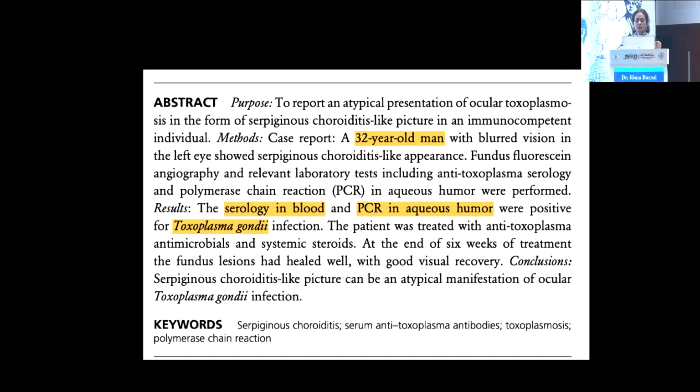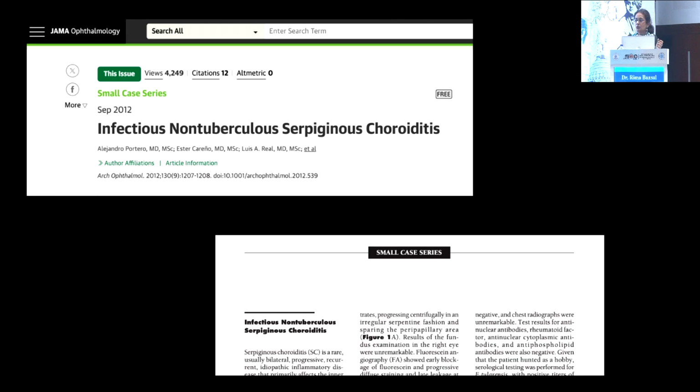So this was basically a 32-year-old. Again, the background sometimes is similar between TB and non-TB etiologies. You have a 32-year-old male where the serology from the blood was positive for toxo, and the PCR confirmed the toxo from the aqueous humor. Now, when you talk of infectious non-tubercular serpiginous choroiditis, I found these 2 reports in JAMA, where 2 very rare causes were explored and reported by the authors.